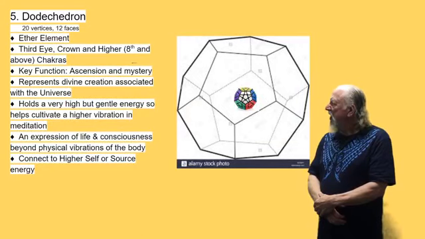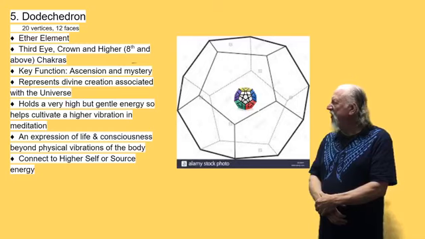The dodecahedron is the ether element, connected with the third eye. It has to do with ascension. It represents divine creation associated with the universe.